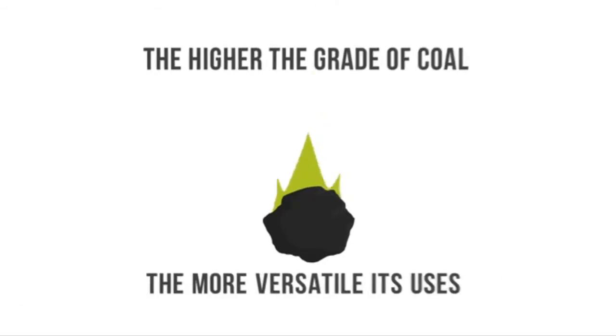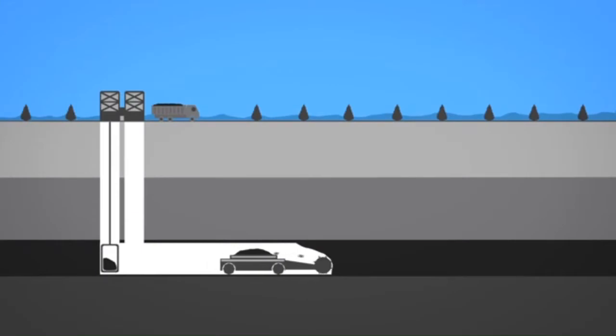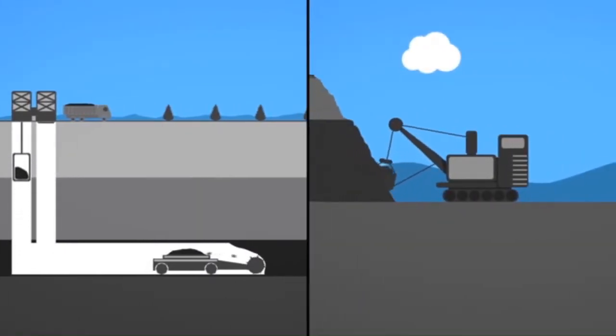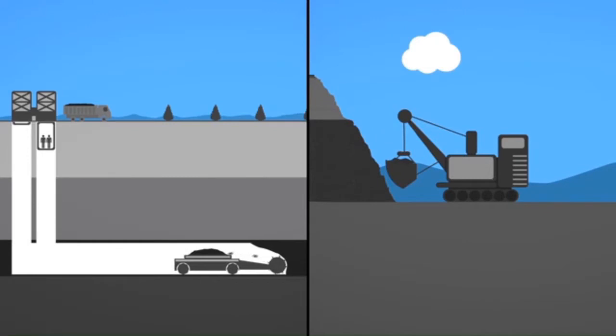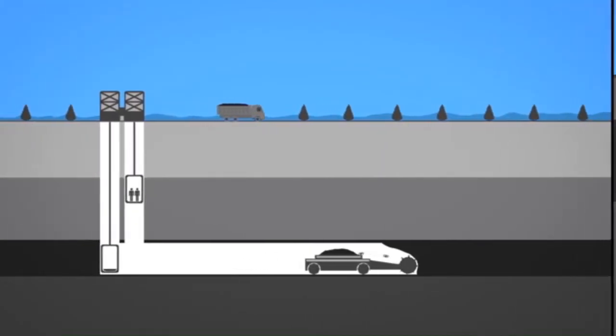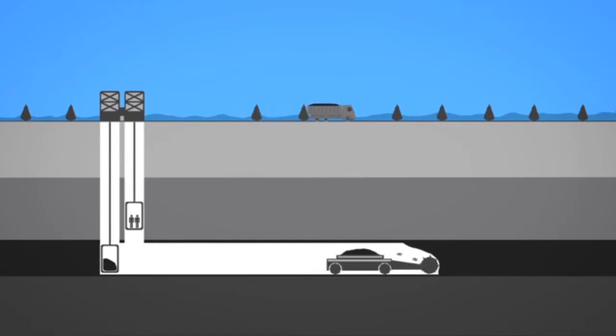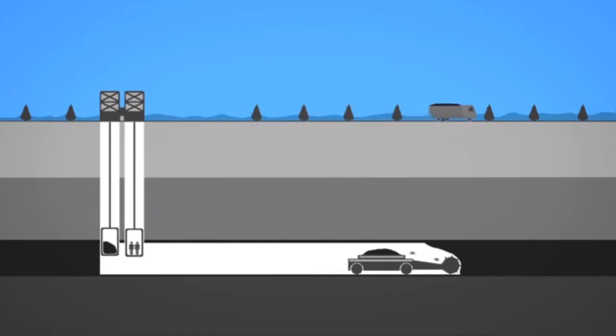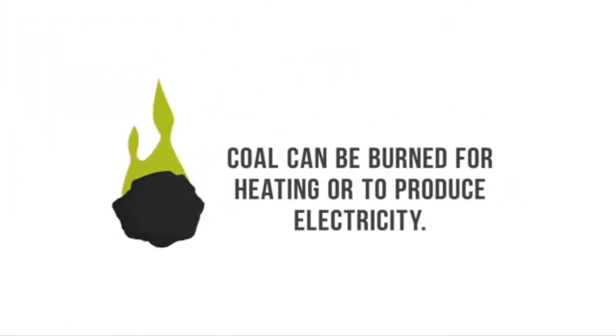Coal is extracted from the earth through underground mining or surface mining. The choice of mining method is largely determined by the geology of the coal deposit and its distance from the surface. Underground mining currently accounts for a larger share of world coal production than surface mining. Coal can be burned for heating or to produce electricity.